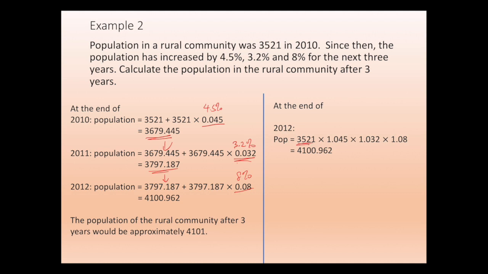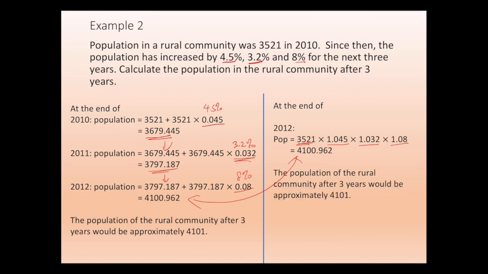Or, if you want, you can use the formula I showed you just now, which is the original amount multiplied by 1 plus 4.5%, 1 plus 3.2%, and 1 plus 8%. And therefore, you get the same answer.